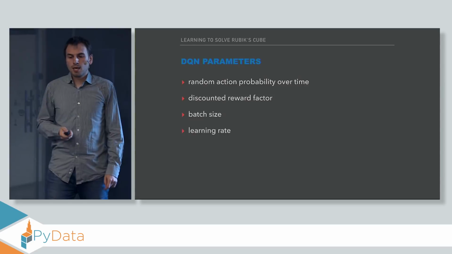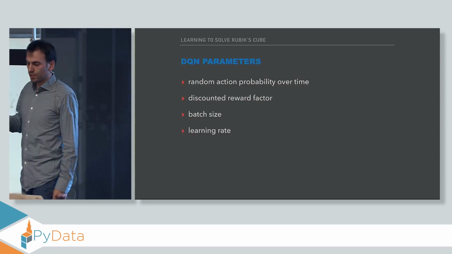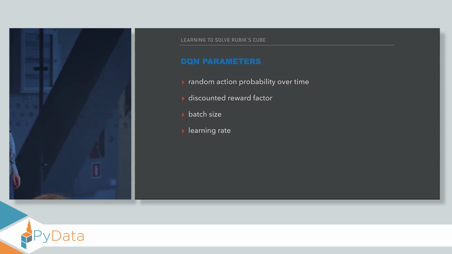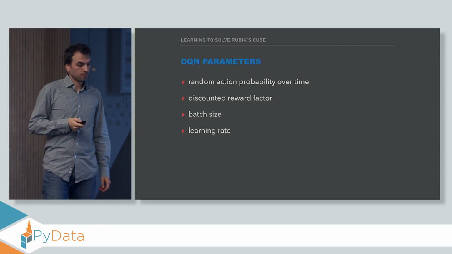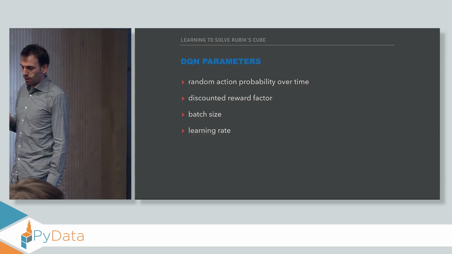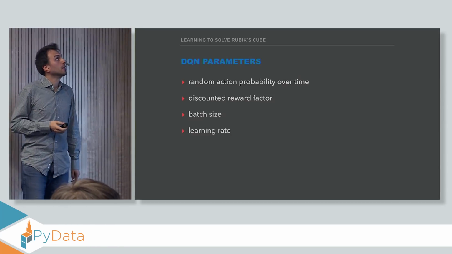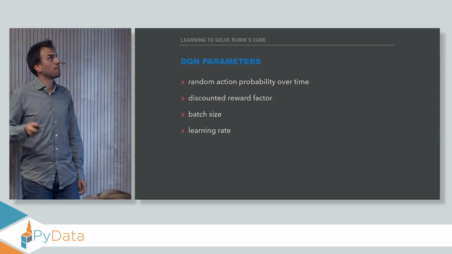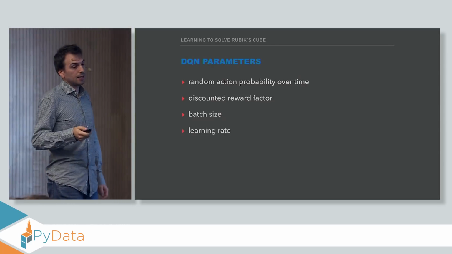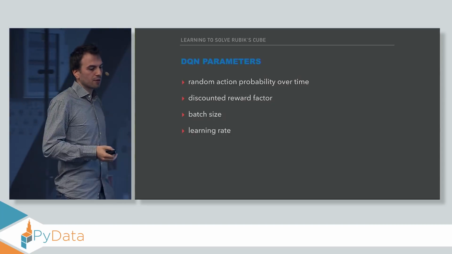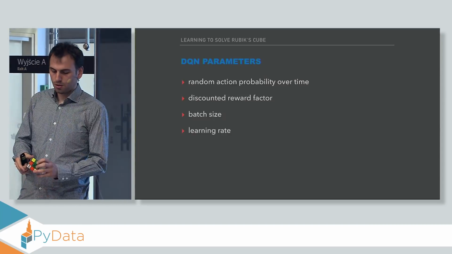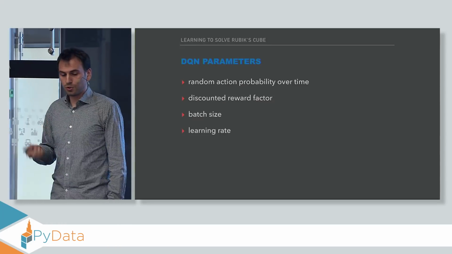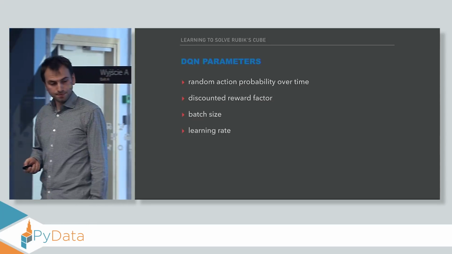And what else do I need? I've got some deep Q network underlying, and I've got some parameters of learning. So I need to think how the random walk probability decreases over time. I need to think what is actually my reward for choosing any action. And I also want to tune the batch size and learning rate.